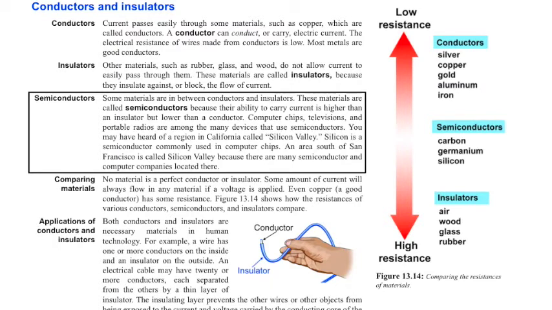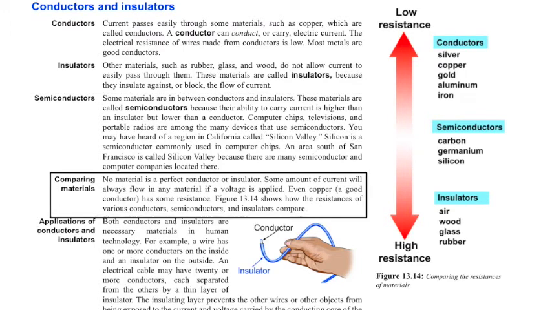Semiconductors. Some materials are in between conductors and insulators. These materials are called semiconductors because their ability to carry current is higher than an insulator but lower than a conductor. Computer chips, televisions, and portable radios are among the many devices that use semiconductors. You may have heard of a region of California called Silicon Valley, probably because you live there. Silicon is a semiconductor commonly used in computer chips. An area south of San Francisco is called Silicon Valley because there are many semiconductor and computer companies located there.